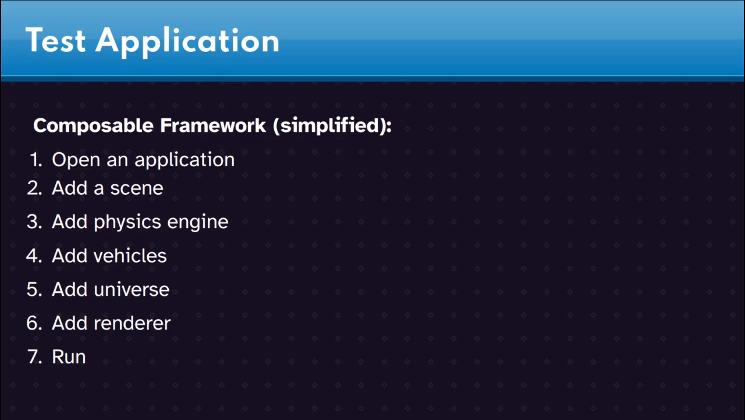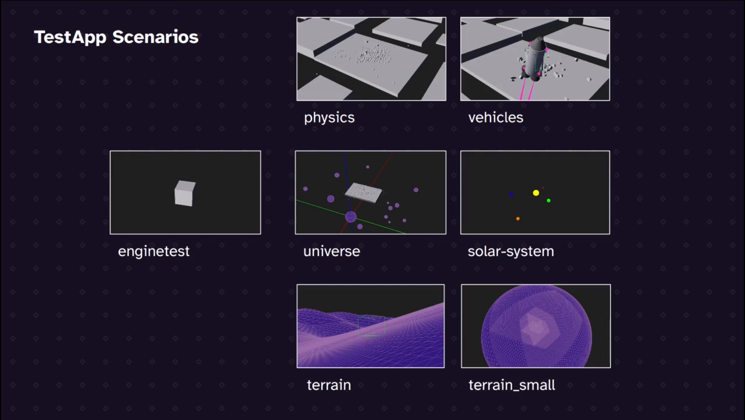So the test application uses the framework, and it has a bit of an API that's just: open the application, add a scene, add a physics engine, add vehicles, add universe, add a renderer, and then hit run, and it would just do its thing. And it comes preloaded with a few scenarios that would add certain features to set up a little world.